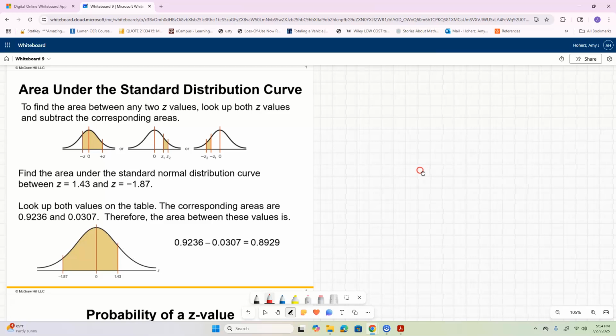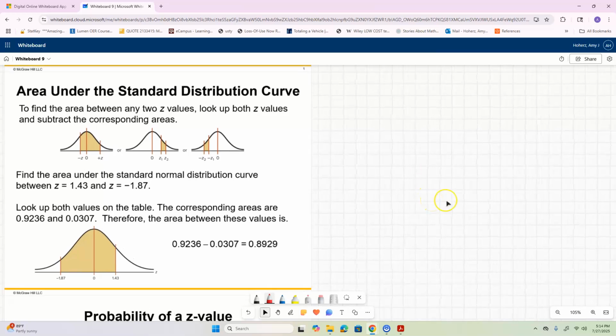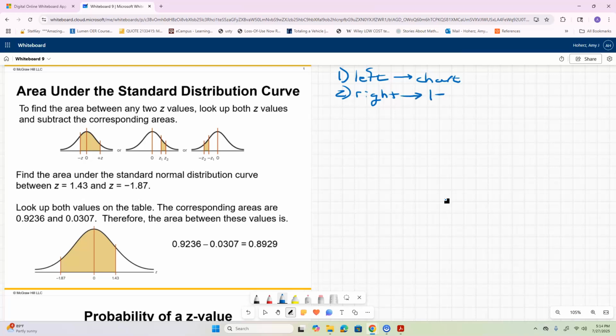Okay, so last but not least, what do we do if we have two z-values and we want to know the likelihood that a value is in between those? So let's summarize what we have. If it asks to the left, below, less than, under, we can just use the chart. If it's to the right, then we have to do 1 minus whatever's on the chart. And now we're going to have a third thing where it says between. These are the only three.